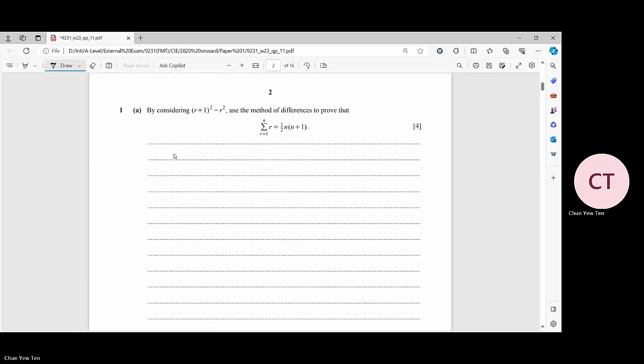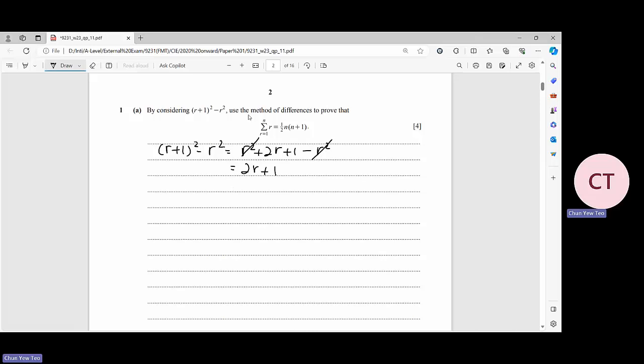Series, number 1A. By considering (r plus 1) squared minus r squared, use the method of differences to prove this formula. What you need to do here is just follow the instruction. If you expand and simplify (r plus 1) squared minus r squared, you will have r squared plus 2r plus 1 minus r squared. This one can cancel off. Then it will equal 2r plus 1.